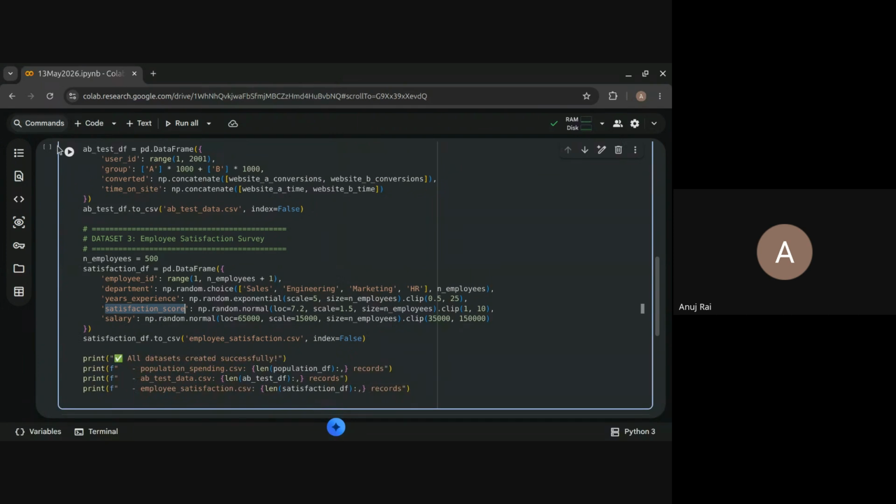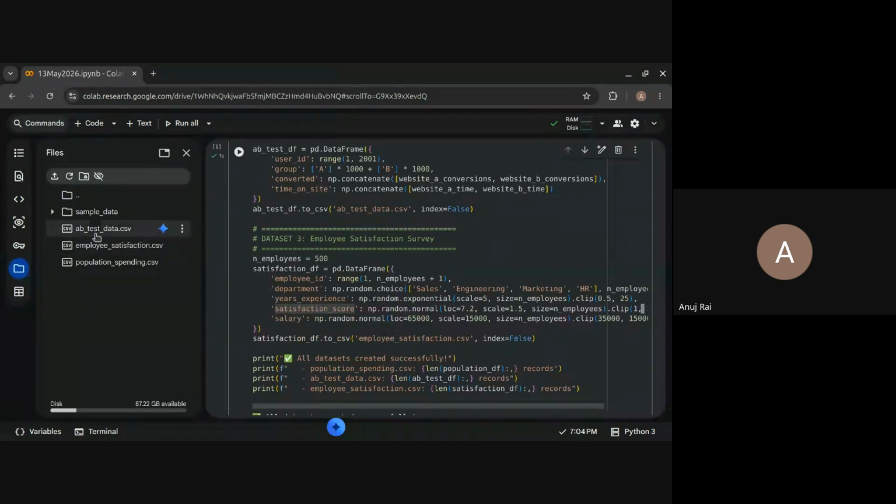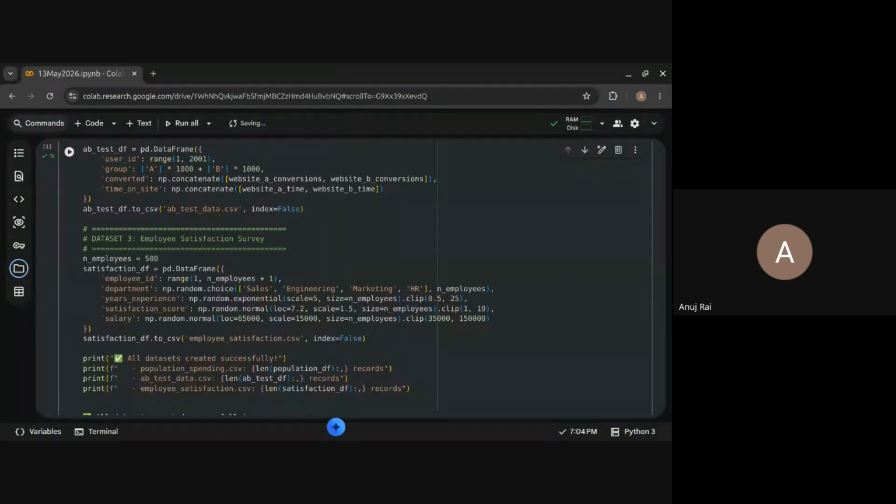So here we are going to use these three data sets in our today's session. When this code is run, you will see that three CSV files got created: one for population spending, A/B test, and employee satisfaction. So let's get started with the foundation.